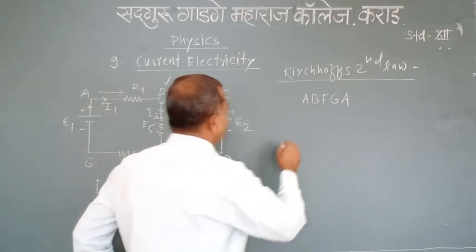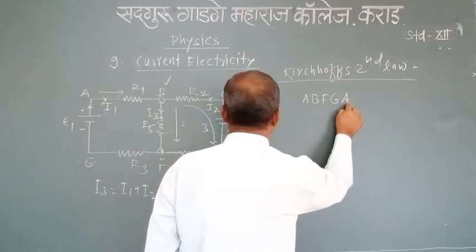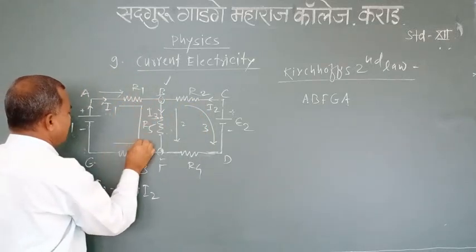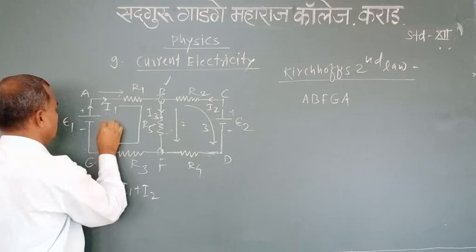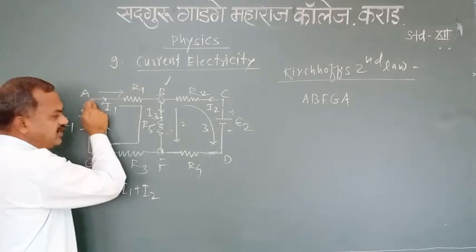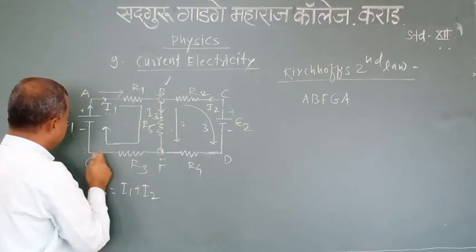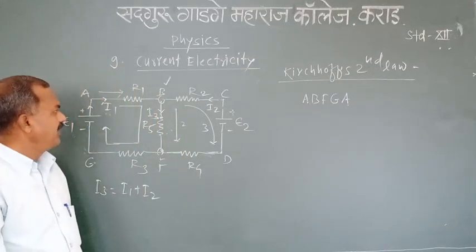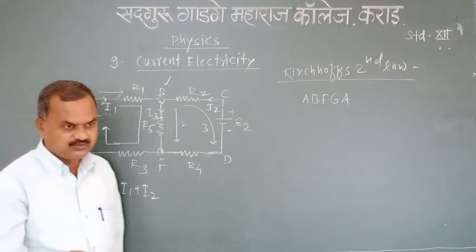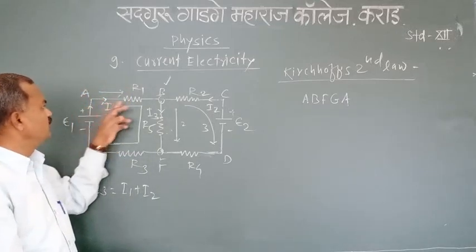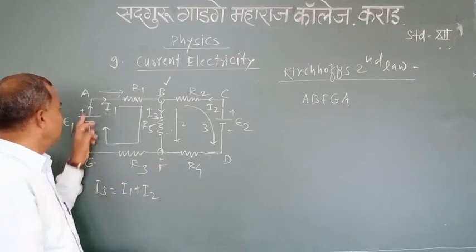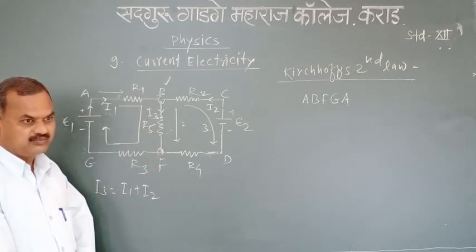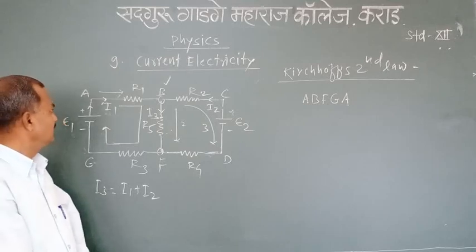Then consider the closed loop A, B, F, G, A in the clockwise direction like this. Start from this point A, B, F, G, A in the clockwise sense. Apply Kirchhoff's second law, that is the voltage law, for such a closed loop A, B, F, G, A. According to the sign convention, we will get one equation.